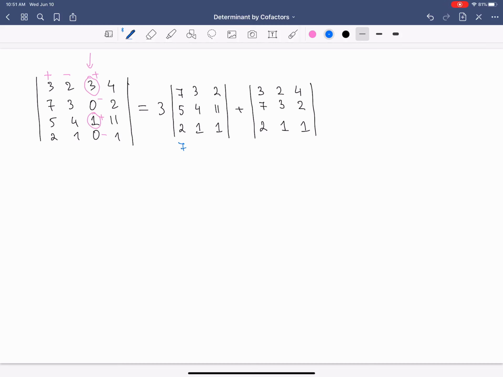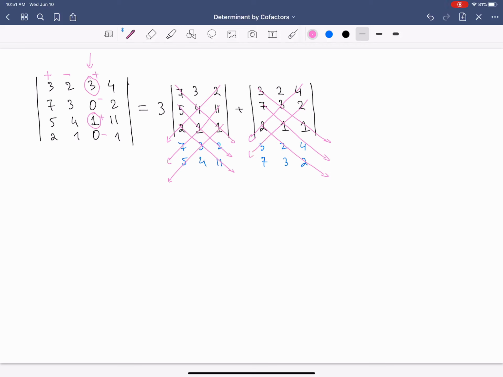I will continue here 7, 3, 2, 5, 4, 11, and I'll do the same for the next matrix. So here I have 3, 2, 4, 7, 3, 2, and I will have my diagonals. Each matrix will have 6. The diagonals that point to the right will come with pluses. Those that point to the left will come with minuses. So I'll do that simultaneously for both determinants.